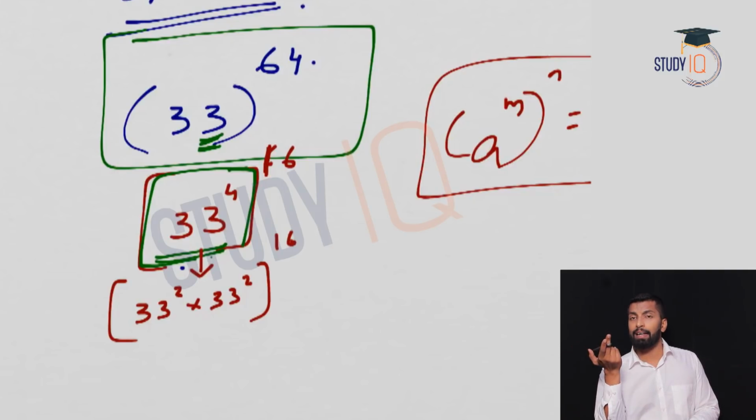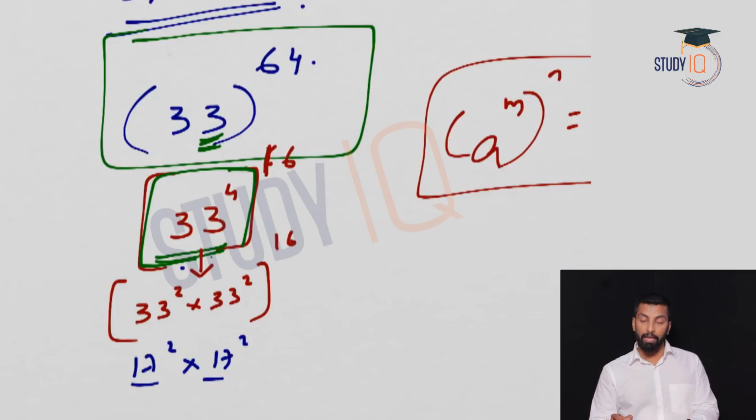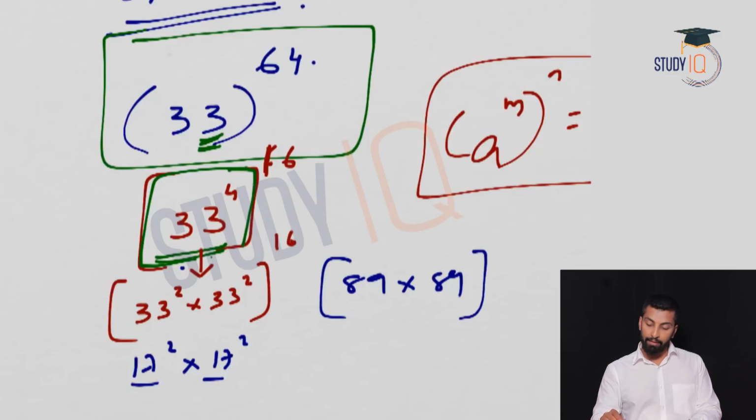So 33 square last 2 digits will be equal to 17 square last 2 digits, because 33 is 50 minus 17. So if I need only last 2 digits, I can write it as 33 square will be equal to 17 square, right? So this becomes 17, this becomes 17. 17 square is easy, 289. So I don't want 289 completely, I need 89. So this will be 89 and this also will be 89. Okay, the power is there, common power 16. Now this becomes 89 square, right?